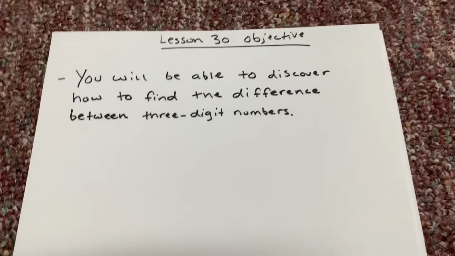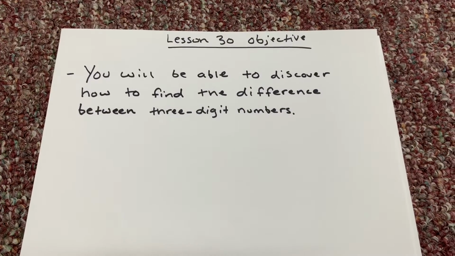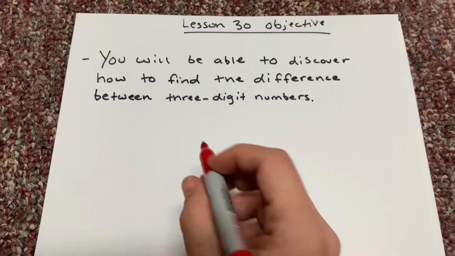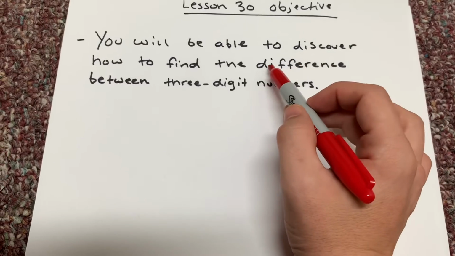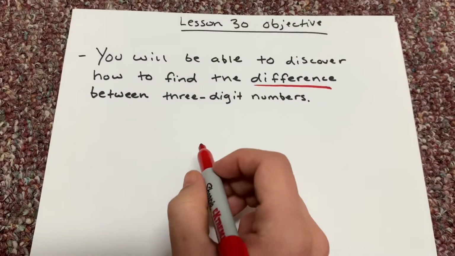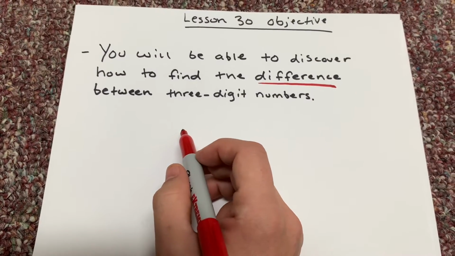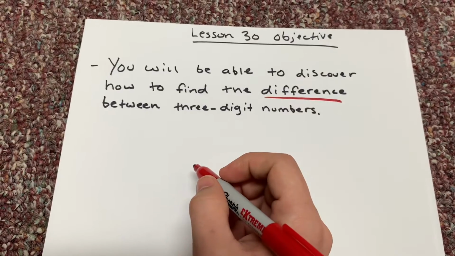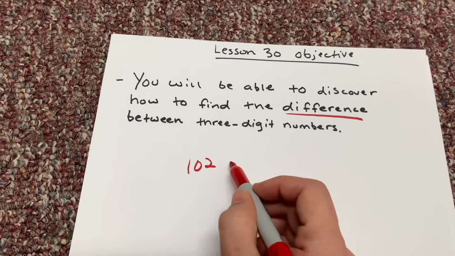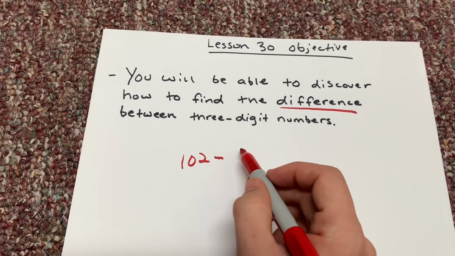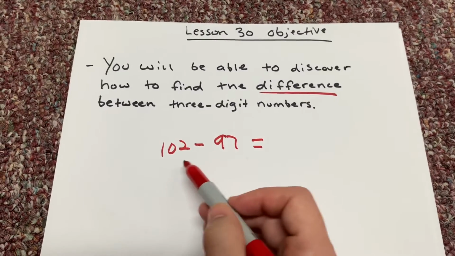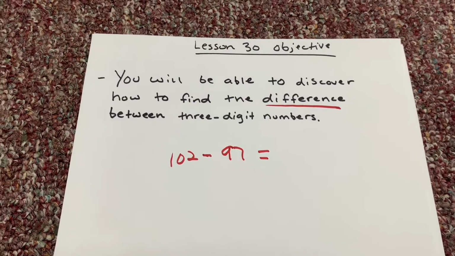So our objective again today, fourth grade, for lesson 30 was for you to be able to discover how to find the difference between 3-digit numbers. And we did that. We'll do one more to show that. And remember, difference is the answer in a subtraction problem. So we did that today. So let's close with one more example to reinforce our objective for today. So let's find the difference of 102 minus 97.